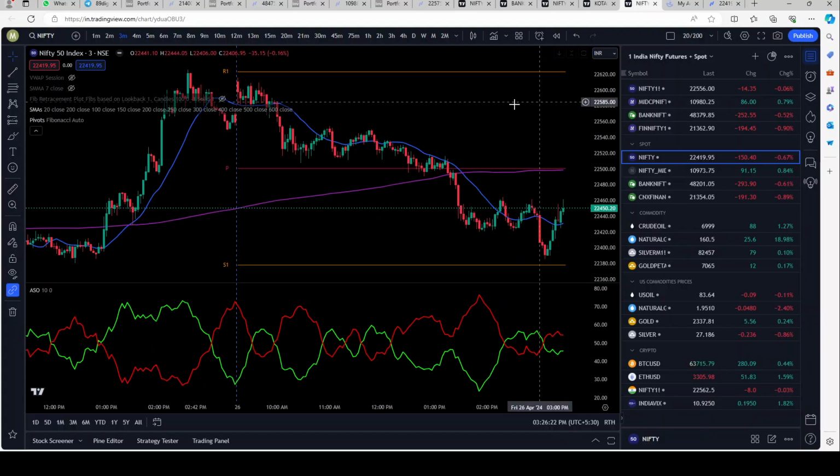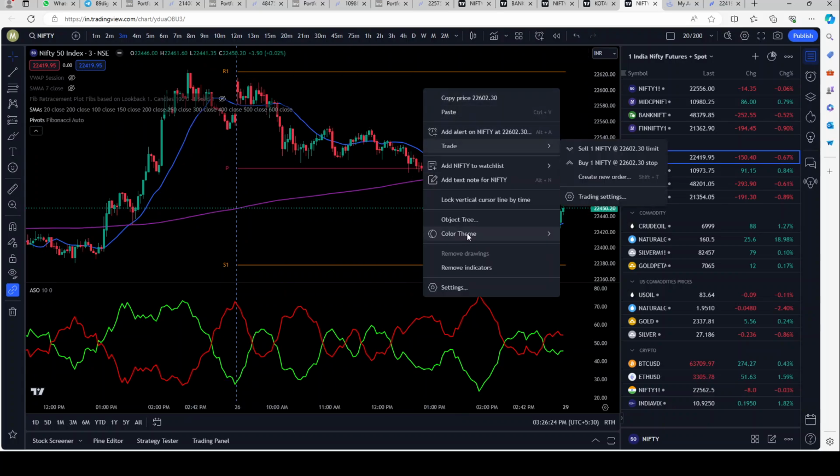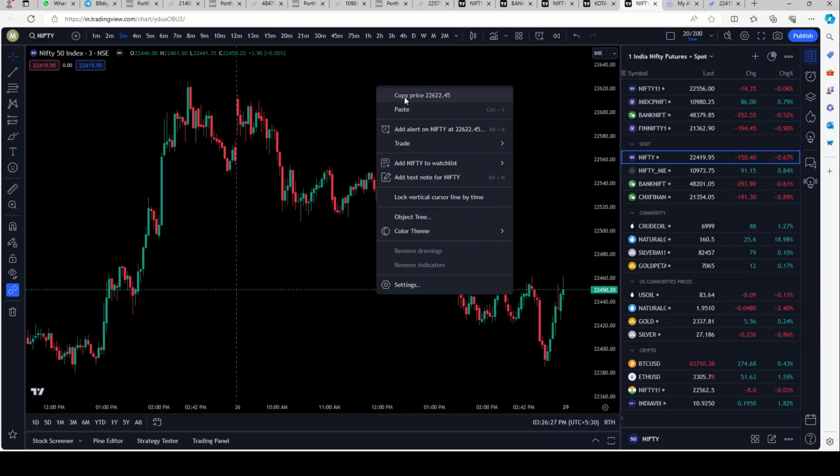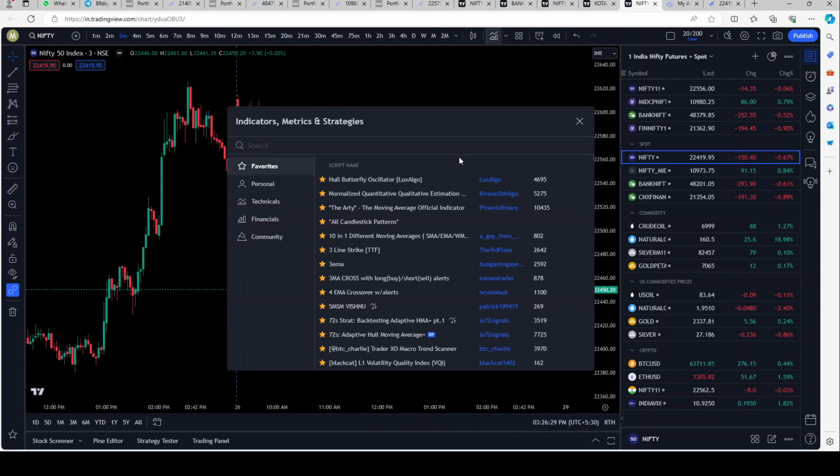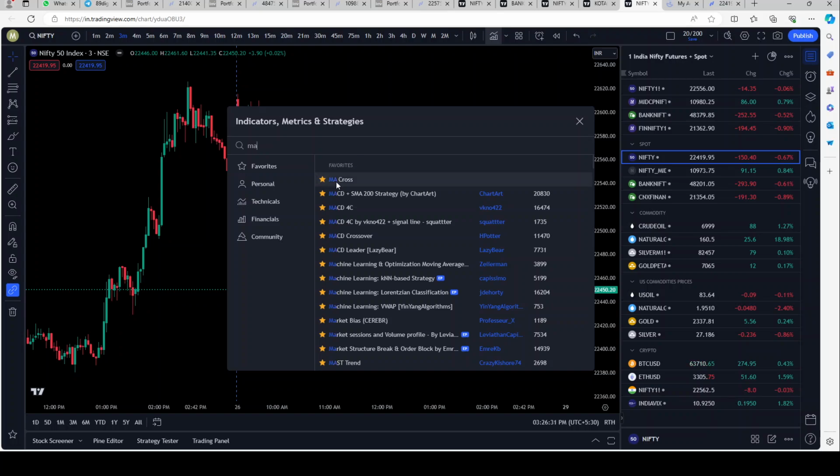This is how it looks on TradingView. For the time being, I'll remove all indicators. On TradingView also, you will get something called MA cross. Here you have MA cross.